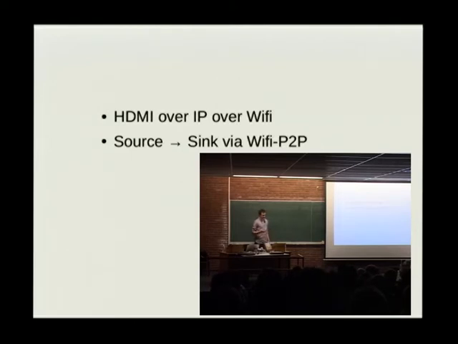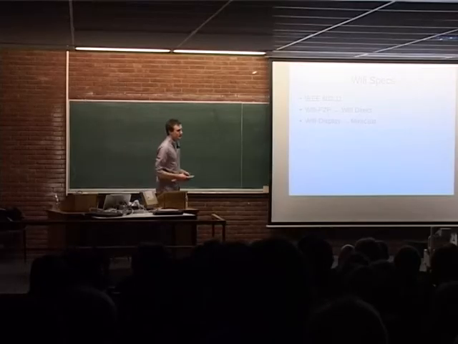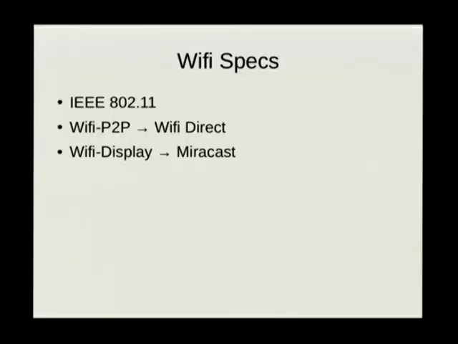It defines a source and a sink. A source is a device that creates an image, whatever it does to do that. And a sink is a device that displays the image, usually a TV or a monitor. The new thing about the connection is that it uses Wi-Fi peer-to-peer. I want to first explain what all these words mean, so everyone knows them.